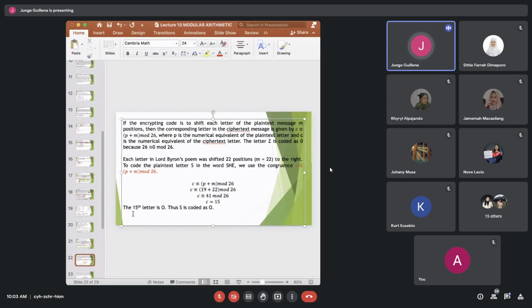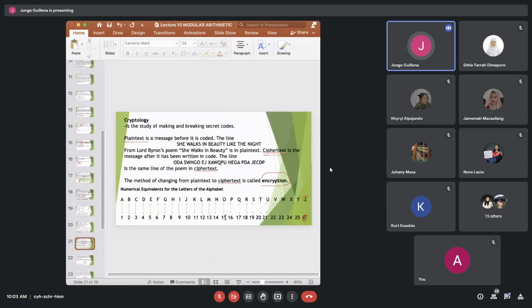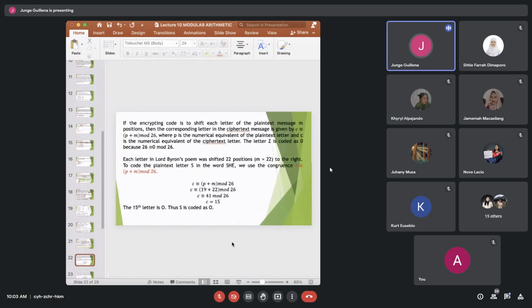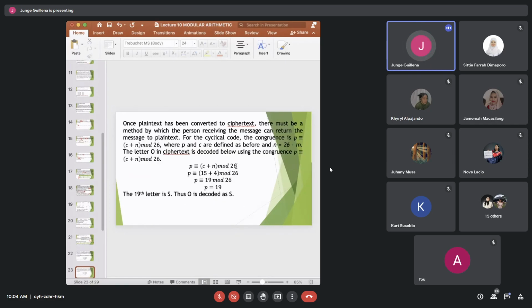So in that case, for the 15th letter, you go back to the given table earlier. The 15th is letter O. So the S, once it is coded, the ciphertext letter equivalent of that is letter O. The same manner applies for H and E, until you code all of those letters.